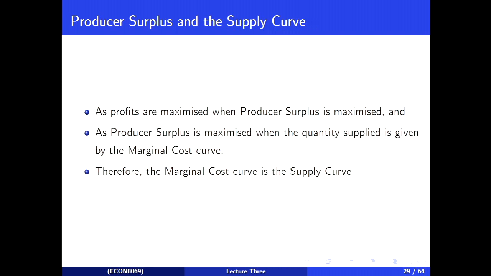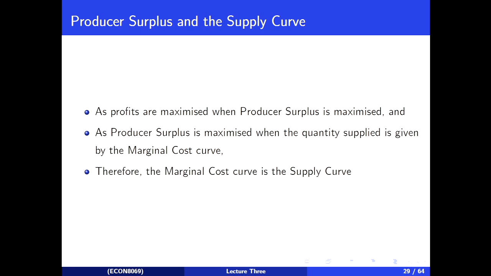So profits maximize when producer surplus is maximized, and producer surplus is maximized when the quantity supplied is given by the marginal cost curve. And it is for these reasons that we're allowed to say that the marginal cost curve and the supply curve are the same thing. Right? The fact that they are the same thing is a function of the fact that our firms are profit maximizing. It's because our firms want to maximize profit that we end up with marginal cost and supply being the same thing. They're certainly not definitionally the same thing.